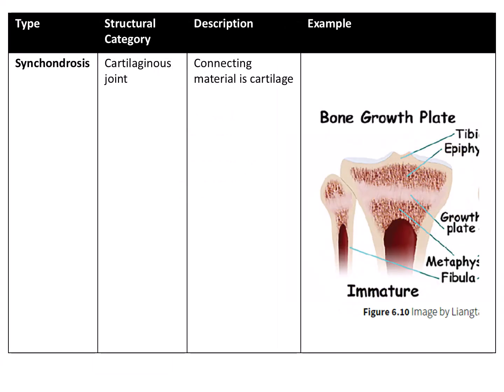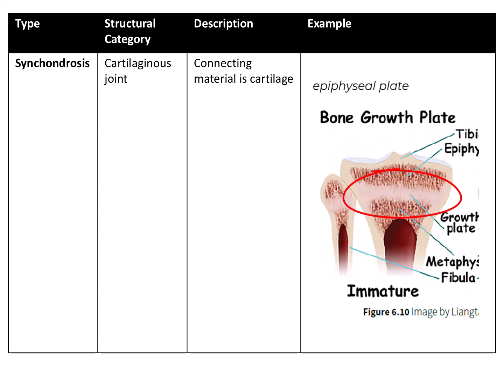Next up is synchondrosis, which refers to two bones that are joined by cartilage. The prefix syn means together, and chondrosis refers to cartilage. So synchondrosis means two bones held together by cartilage. An example is the epiphyseal plate, which we see in a growing long bone.